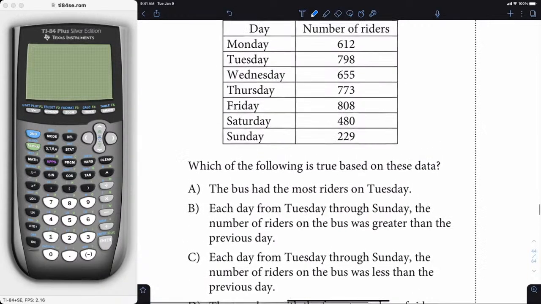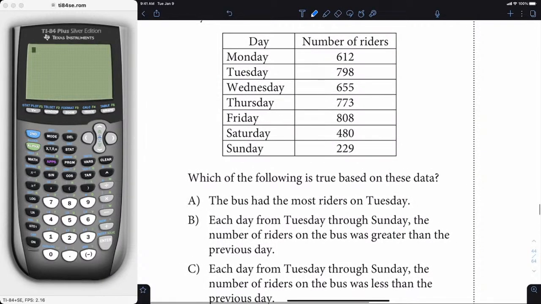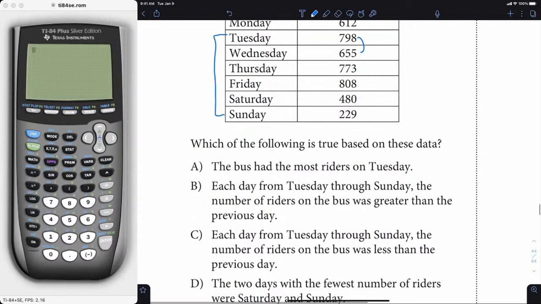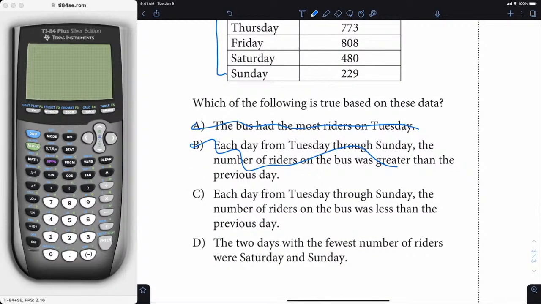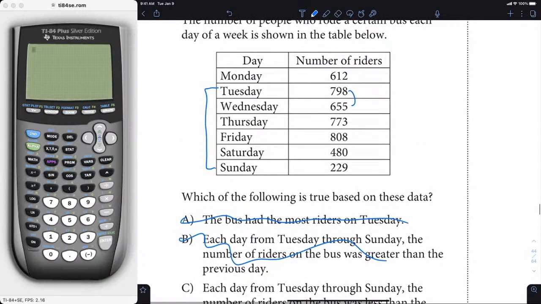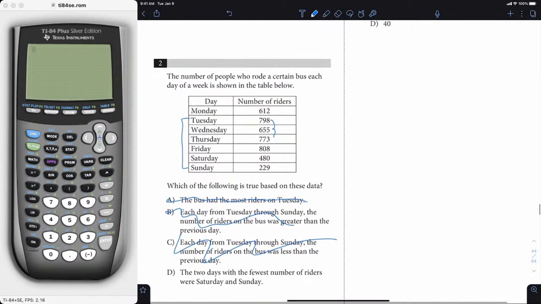Each day from Tuesday through Sunday, the number of riders on the bus was greater than the previous day. Tuesday through Sunday. Not true. It decreased right here. These are both out. Each day from Tuesday through Sunday, the number of riders on the bus was less than the previous day. Not true. It increased right here. The 2 days with the fewest number of riders were Saturday and Sunday. It has to be true.